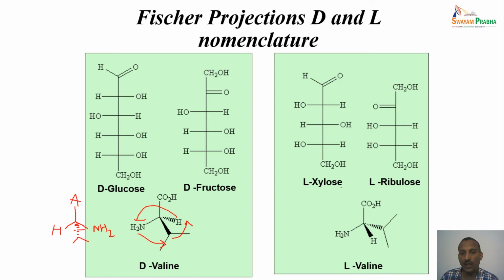And when we look at the other L isomer, we already know this carbon is the most oxidized one. So this is kept at the top and the CH2OH is at the bottom and the hydroxy group is on the left hand side. So this is the L isomer. So that way we can easily identify L for left. And when we talk about ribulose, the second carbon is the most oxidized one and this hydroxyl is on the left hand side. So again this is the L isomer. So this way you can easily find out the D and L isomers of that particular compound.